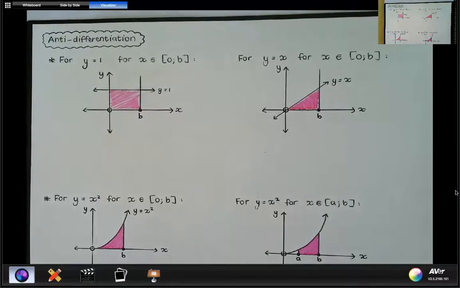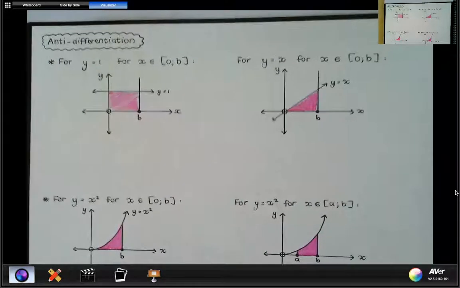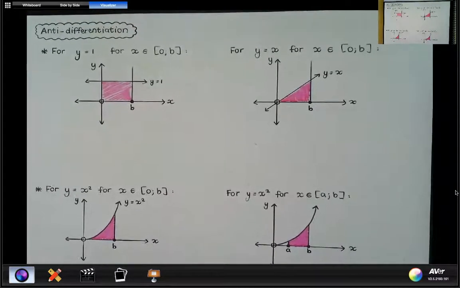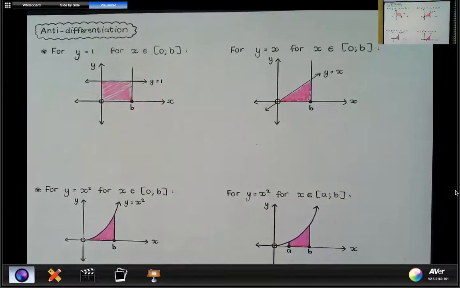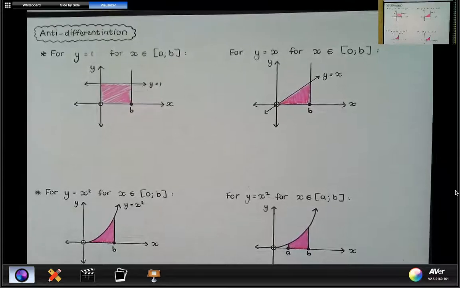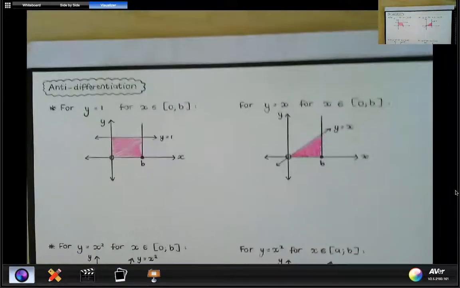Okay, hi guys. Today we are doing the last bit of integration, which is anti-differentiation. Now, I want you guys to remember that we have already discussed anti-differentiation. It is just the opposite of finding the derivative. So what we did for that, you can just write it next to your heading.